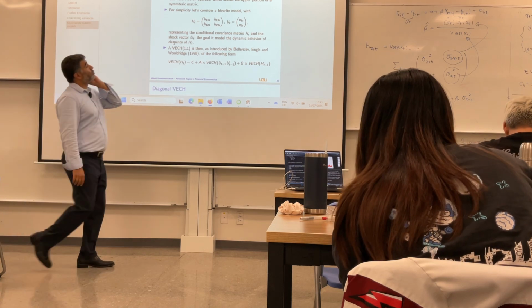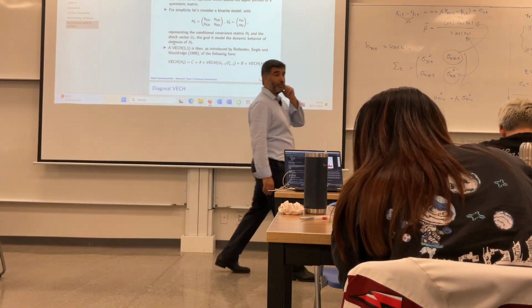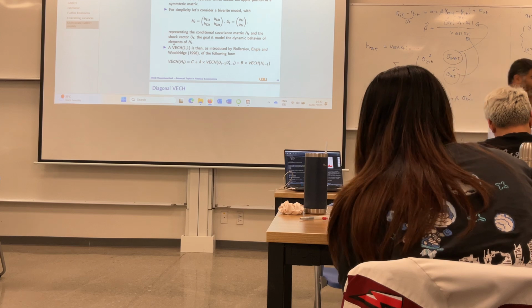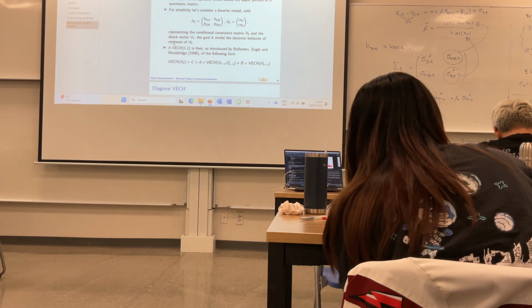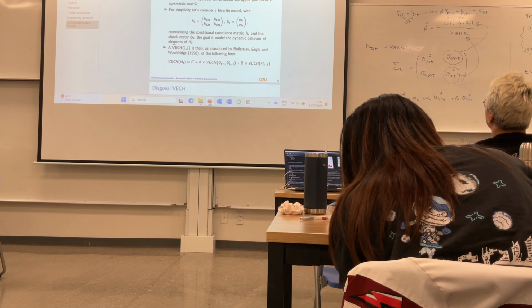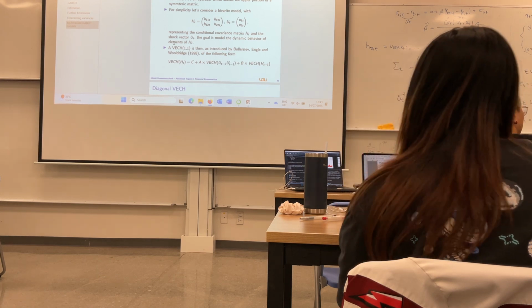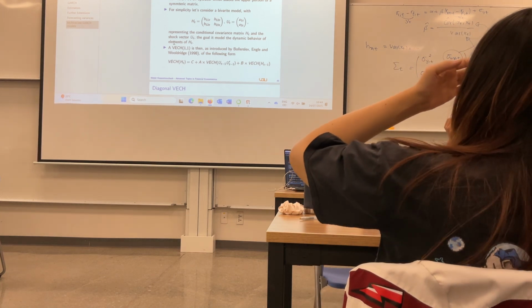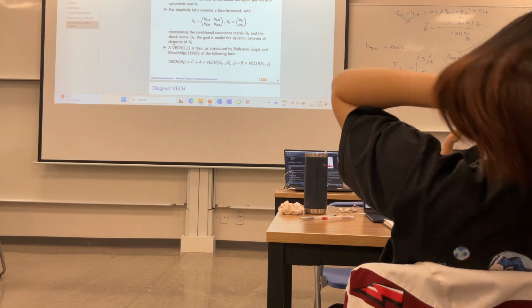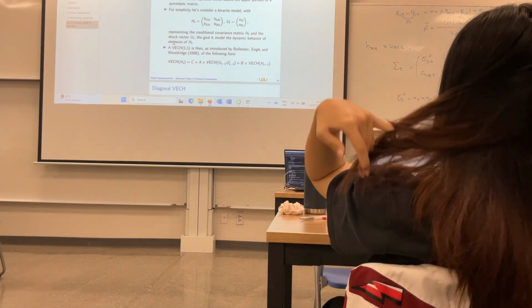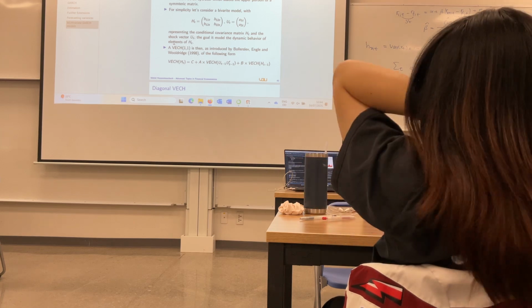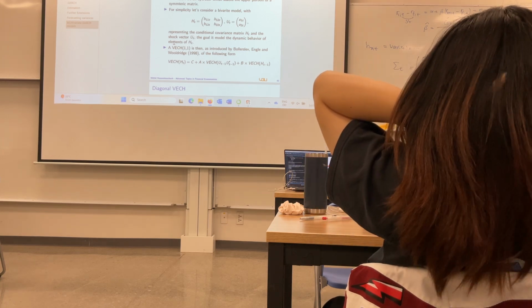The first model is called the VEC-H model. VEC stands for vectorized, a vectorized version of the matrix, and H stands for the heteroscedasticity. Before I go on, you didn't do multivariate GARCH? No. So that's totally new.